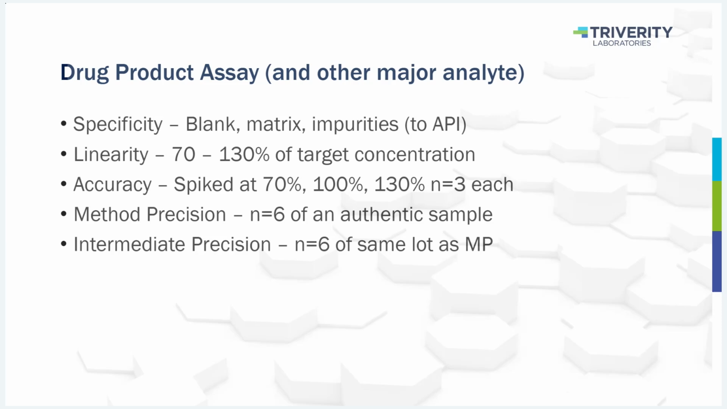Then if we're spiking, we do a separate method precision, again, on an authentic sample. I always want to look at method precision and intermediate precision as the routine analysis of the method. So wherever possible, we're not spiking anything, we're just running the sample that we have. So N of 6 for method precision, somebody else runs it on a different day, maybe a different instrument, maybe a different lab, and you compare, again, pooled standard deviation or percent difference.